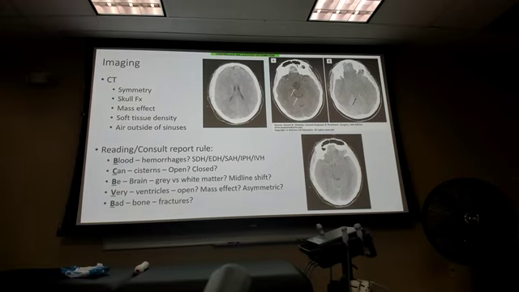So if you remember that, every time you're reading a head CT to get your information to tell this neurosurgeon, you won't miss anything. Okay, so blood, are there hemorrhages? Where is that hemorrhage? There might be multiple hemorrhages. Okay, we already talked about subdurals, epidurals, subarachnoids, intraparenchymal, and intraventricular. Those are the only 5.